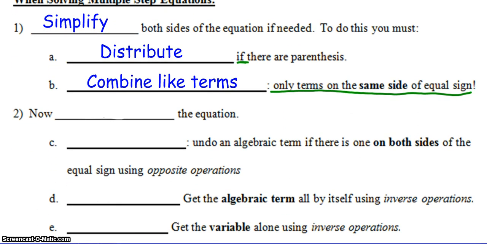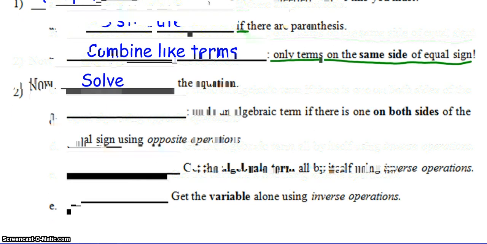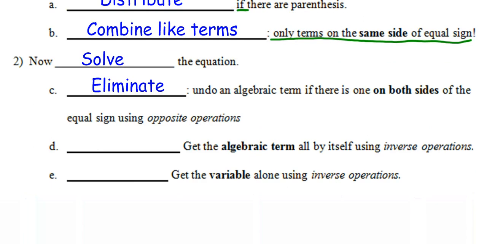And now once you simplify the equations, simply solve them. And these steps you already know. We already talked about solving equations. We're going to eliminate an algebraic term, so undo terms if there is one on both sides.